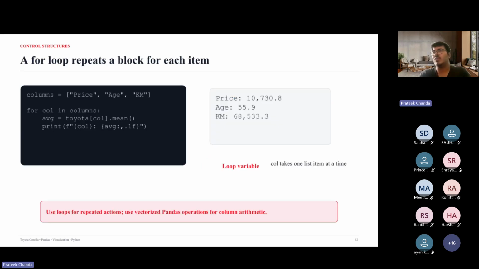Similarly, you can also do for loops. For example, here I'm showing a simple example of iterating through all the columns in the data frame, and for each of the columns, I'm getting the average and printing it. I have columns price, age, and kilometers, so I'm printing the average price, the average age in the entire data set, and the average kilometer. So you can loop through all the columns in the data frame and do mathematical operations on top of it. These are some simple examples.